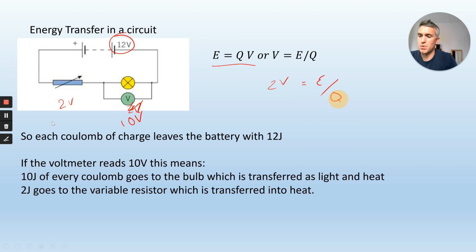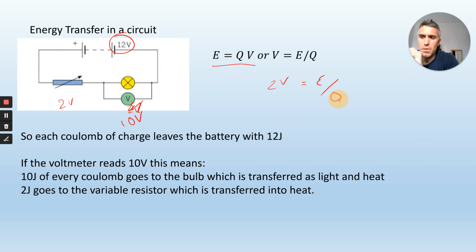So let me just read it so I don't say it the wrong way. Each coulomb of charge leaves the battery with 12 joules. If the voltmeter reads 10 volts, this means 10 joules of every coulomb goes to the bulb, which is transferred as light and heat, and 2 goes to the variable resistor, which is transferred as heat. So they use their energy up as they go around the circuit.